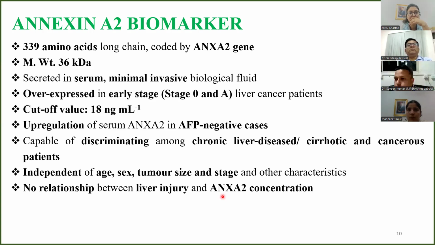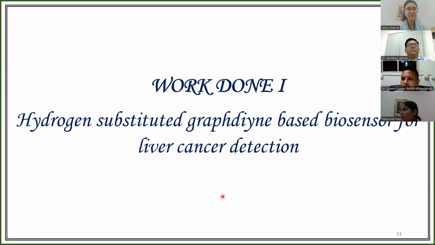Another one is upregulation of serum annexin A2 in AFP negative cases, and it is independent of age, sex, tumor size, and status. So these properties help make annexin A2 a biomarker that we can use for liver cancer.